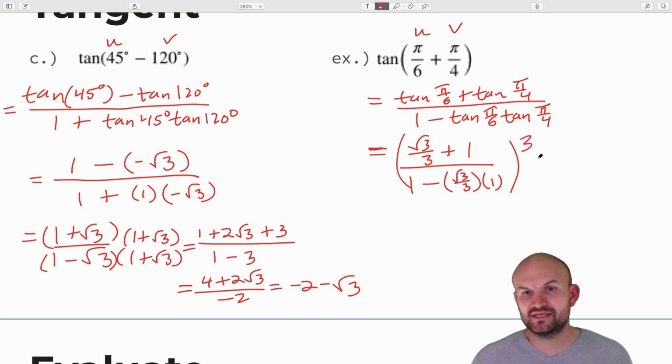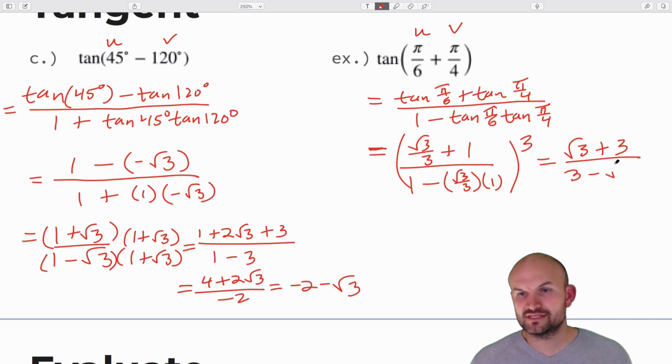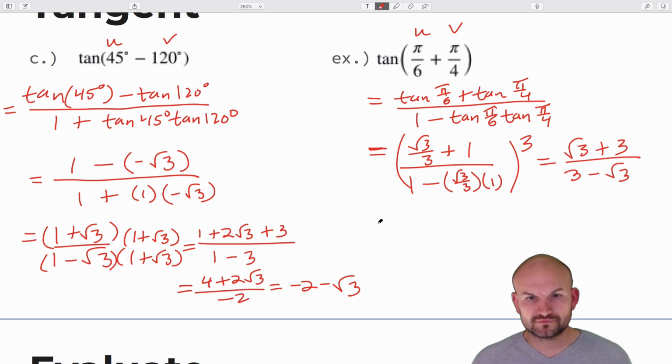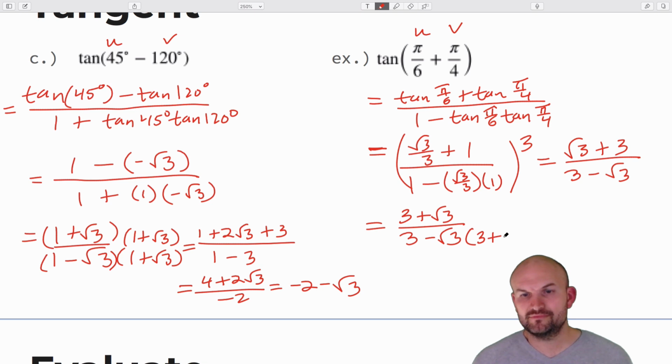By multiplying everything by 3, I'm now going to obtain the square root of 3 plus 3 all over 3 minus the square root of 3. And again, you can see that we're in that same boat again, right? Basically the same type of problem that we had before. So I'm just going to rearrange these and then rationalize the denominator. So I have 3 plus the square root of 3 all over 3 minus the square root of 3. So I go ahead and rationalize the denominator by multiplying by 3 plus the square root of 3.